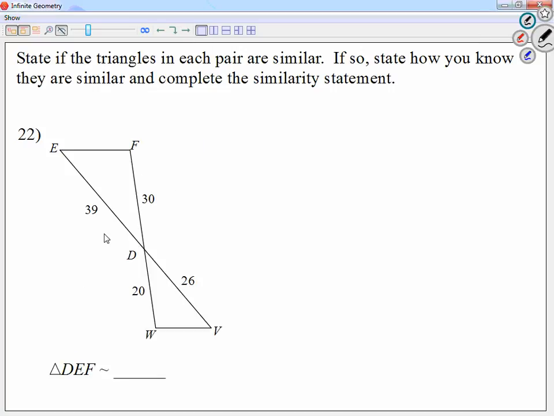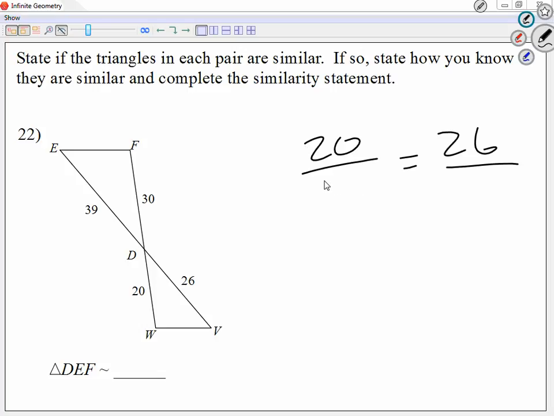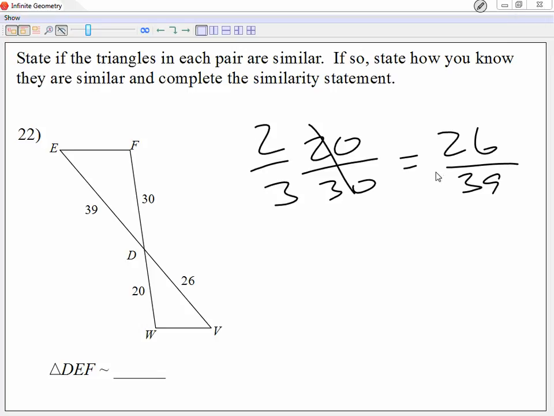Looking at 22, let me see if my sides are proportional. I'm going to say 20 and 26 from one triangle, 30 and 39 from the other. I know the last number in each of 20 and 30 is 0, so let me simplify first. Right, 2 over 3. 26 and 39, let me divide each by 13. So I get 2 over 3. So I think they are proportional.